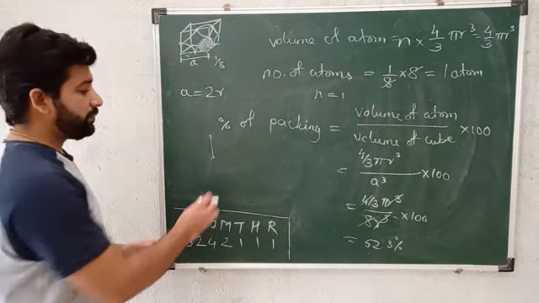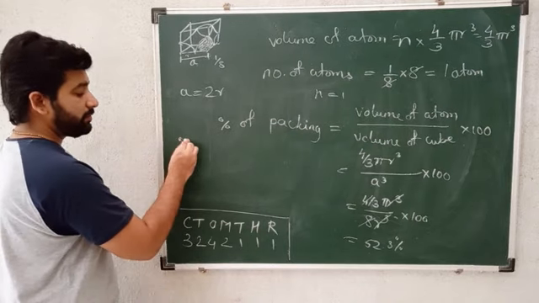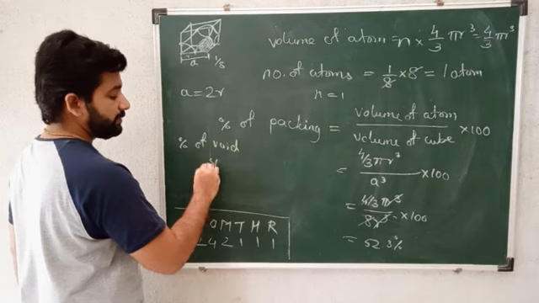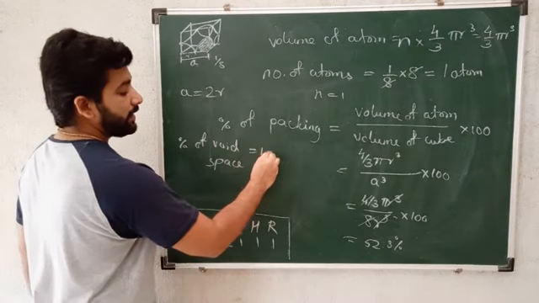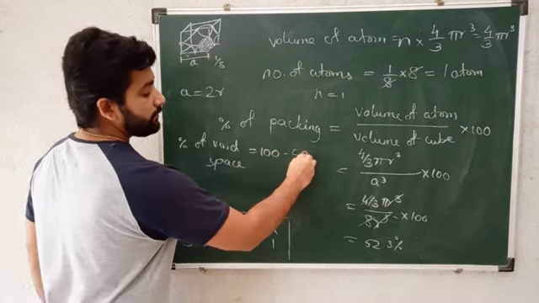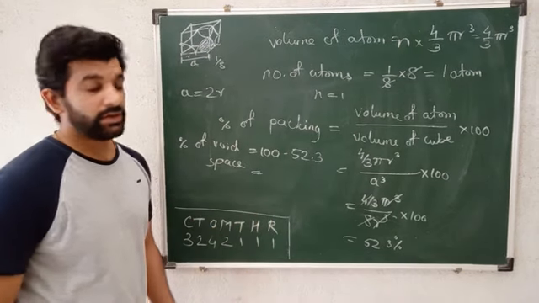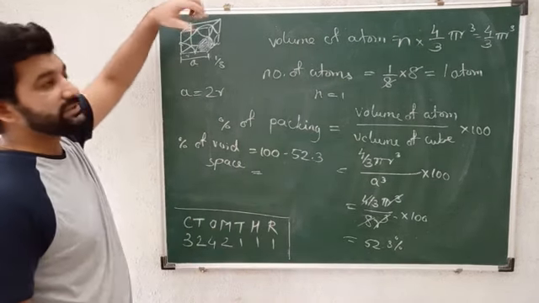And next, percentage of void space will be what? Percentage of void space will be simply 100 minus 52.3, means we will get the empty space or void spaces present in the simple cubic.